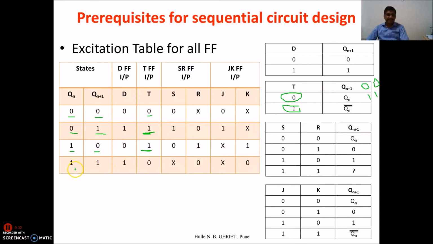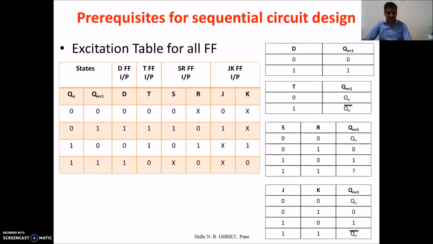And finally, the present state is 1, we want the next state to be 1. There is no change in the state. If there is no change in the state, in that particular case the input should be 0, because for 0 input of the T flip-flop, this is Qn, there is no change in the state. That's why the input applied is 0. This is the excitation table for the T flip-flop, or the preparation of the excitation table to be exact for the T flip-flop.